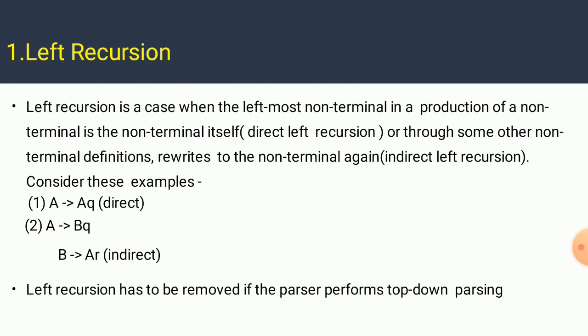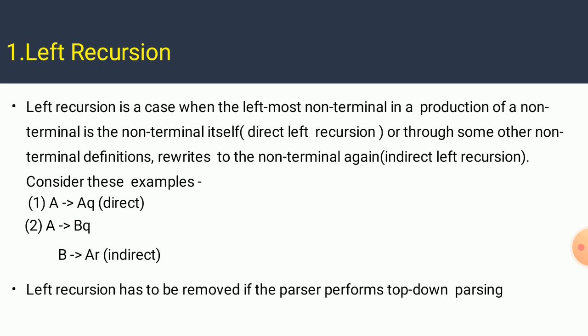Here we see two examples. In example 1 we have seen the condition of direct recursion where the variable A produces itself from the leftmost position, and in example 2 we have seen the condition of indirect recursion where A produces B, then B again produces capital A. If we replace B by its production, we find the condition of direct recursion. So these are the two examples of direct and indirect recursion. Left recursion has to be removed if the parser performs the top-down parsing.